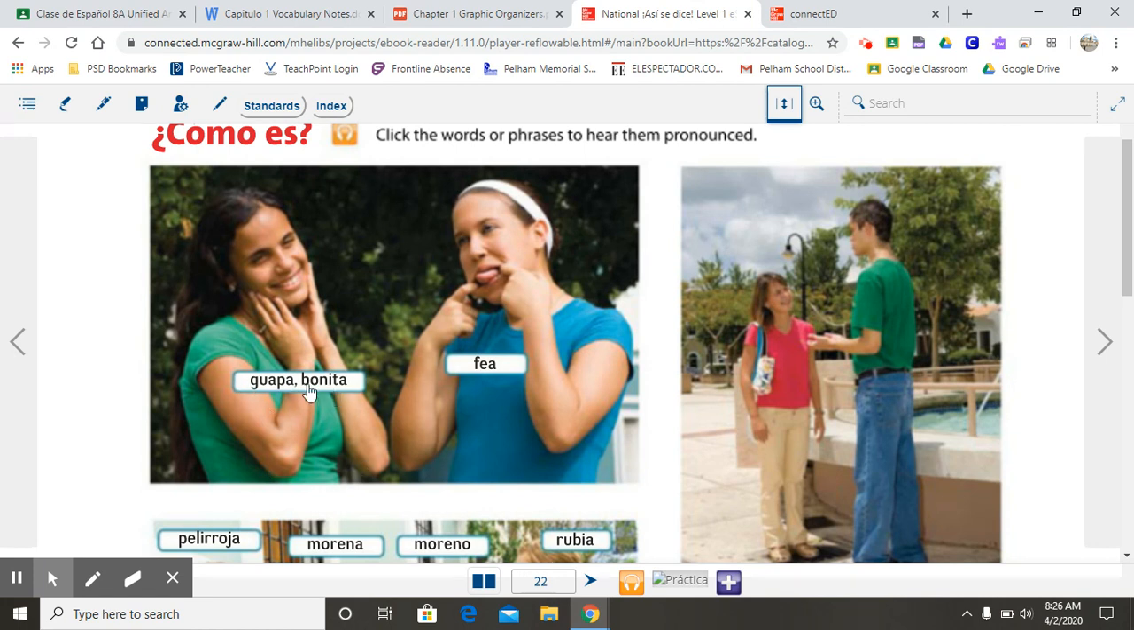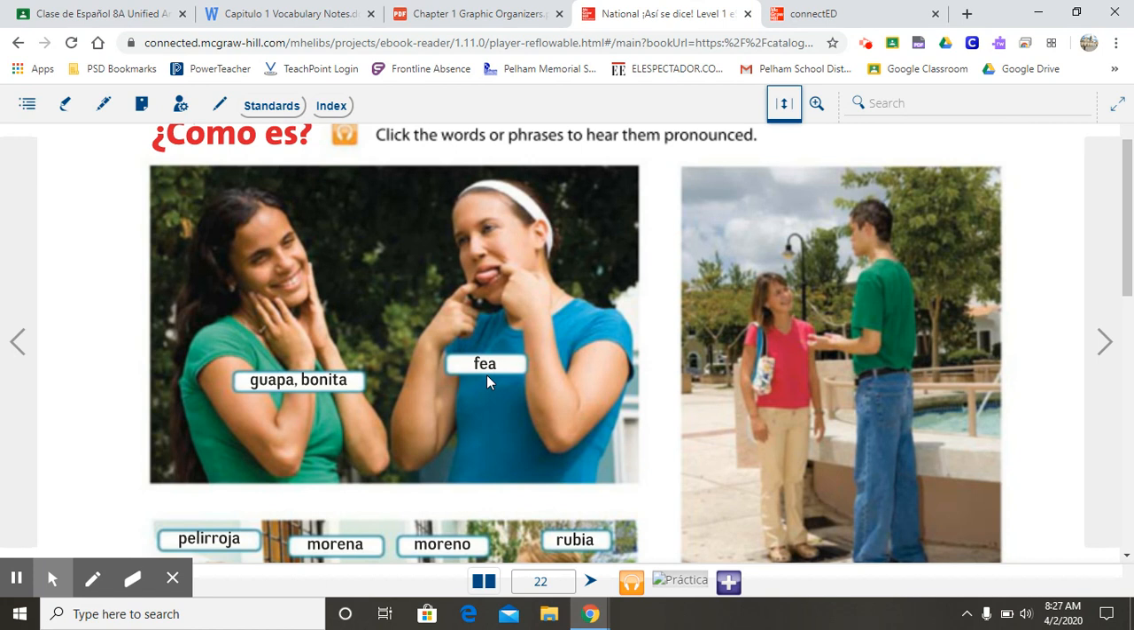Now there's two words for that. You can say, repeat after me, ready? Guapa, guapa, or you can say bonita, bonita. And that's to describe a girl, and guapa is usually referred to as good looking and or attractive, and bonita is the word for pretty. All right, so practice. Guapa, bonita. Now the word for ugly is fea. So let's practice. Fea.